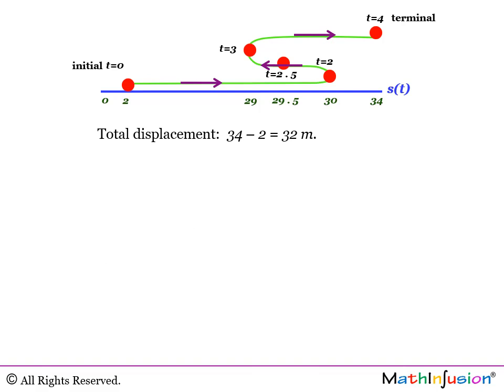What is the total displacement? The terminal position is 34 and the initial is 2, so the difference is 32 meters. This is the total displacement. The average velocity of the first 4 seconds is the total displacement over the time, so it is 32 over 4, which is 8 meters per second.